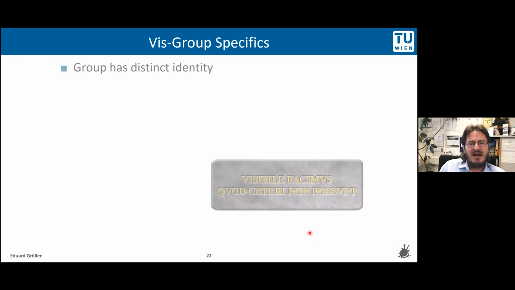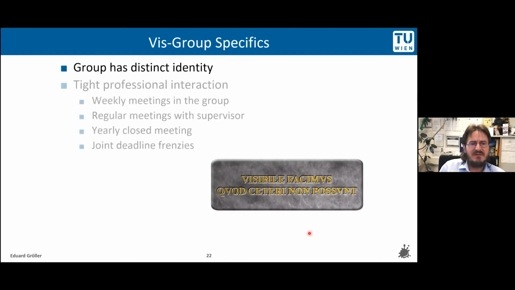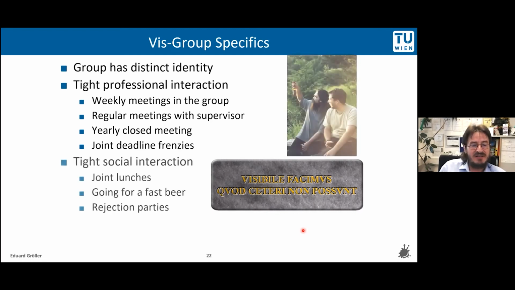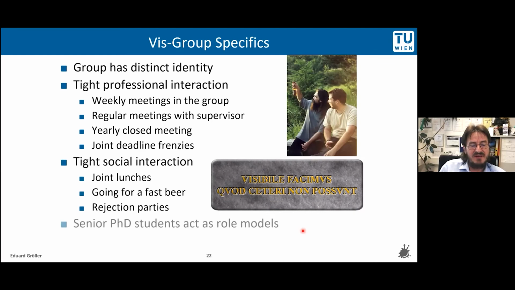So our WIS group has certain specifics. I will not talk about that. Basically, what we are doing is we have a very strong internal social interaction to support people when they get this negative feedback, when they are frustrated, and then we go out and have a beer together and so on. And the senior PhD students act as a role model. And we have an international composition, which is also quite rewarding because you get an international flair.